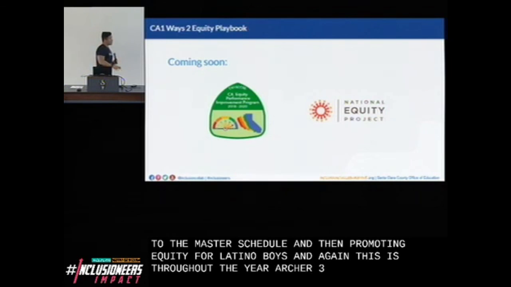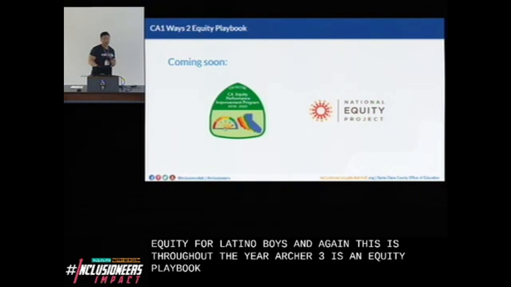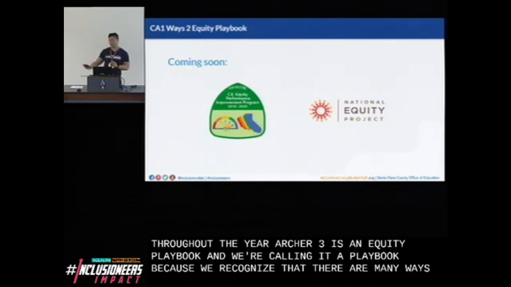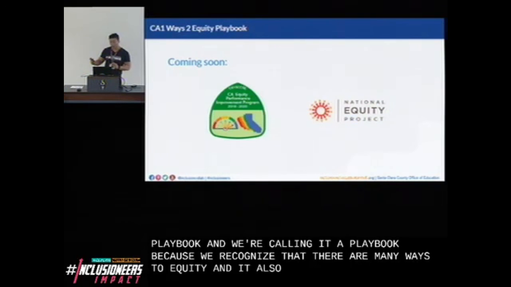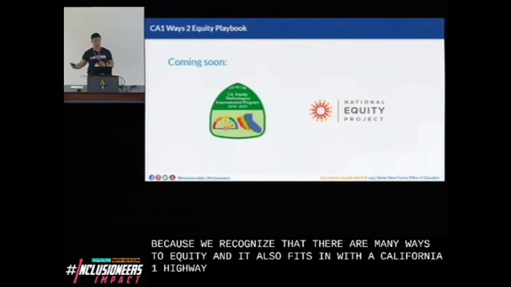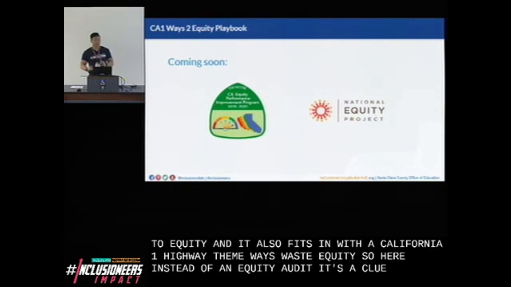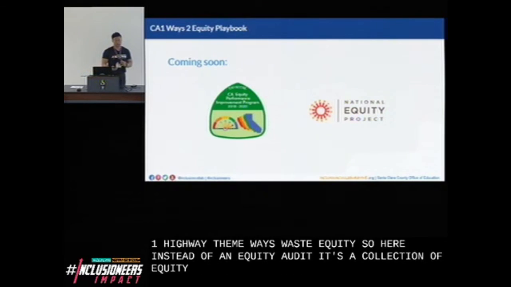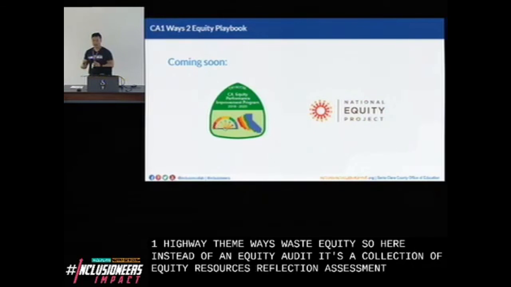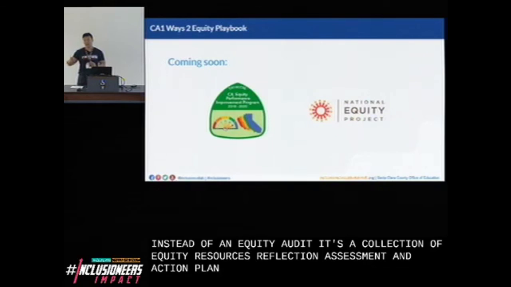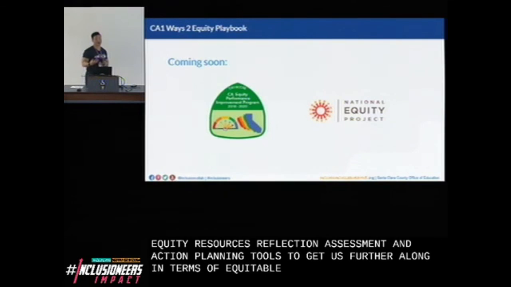Our tier 3 is an equity playbook. And we're calling it a playbook because we recognize that there are many ways to equity. And it also fits in with our California 1 highway theme, ways to equity. So here, instead of an equity audit, it's a collection of equity resources, reflection, assessment, and action planning tools to get us further along in terms of our equitable practices.